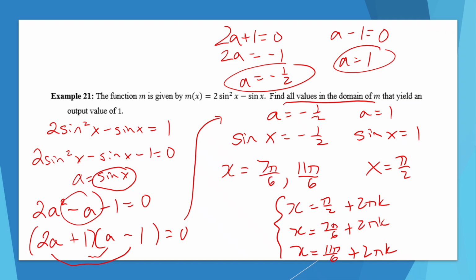So technically, any coterminal angle will work, because sine of 7 pi over 6 plus 20 revolutions will still be negative 1/2, right? So this should be our answer, all 3 of those equations with the 2 pi k is our solution for 21 there.